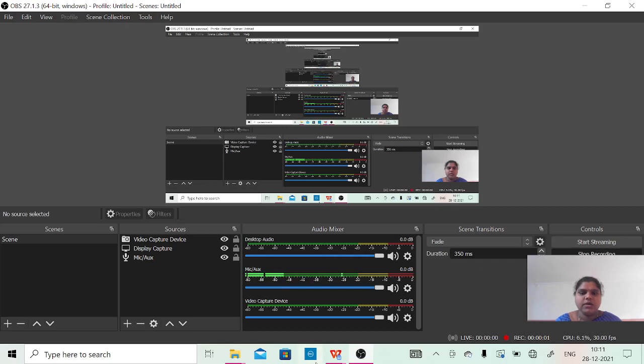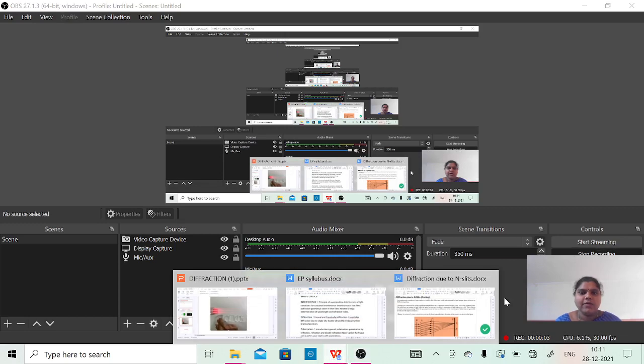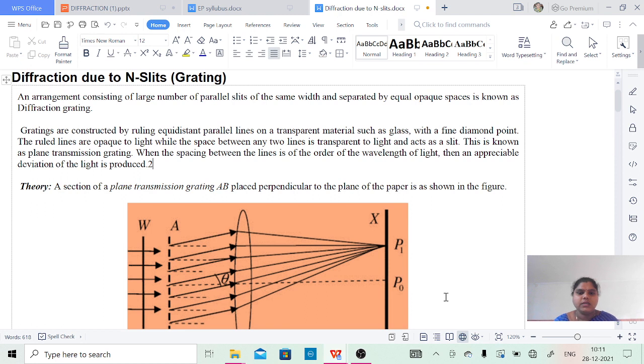Hi students, today we are discussing diffraction due to N slits. Up to now we have dealt with the single slit and double slits. Now let us see what will happen when we use N number of slits for our diffraction pattern.